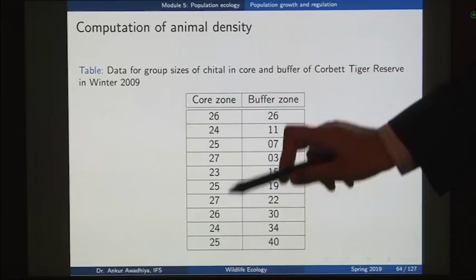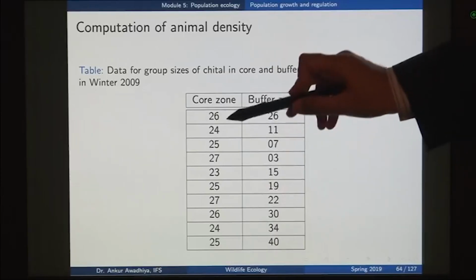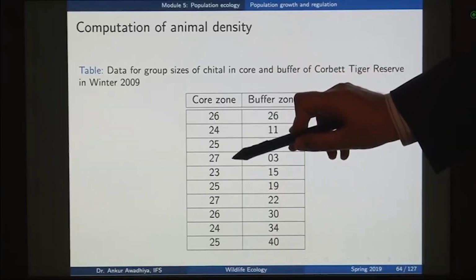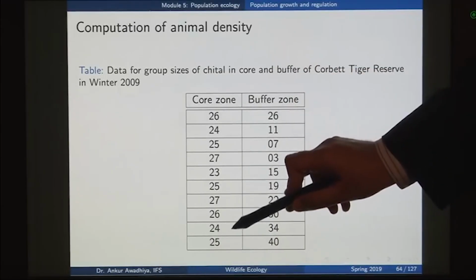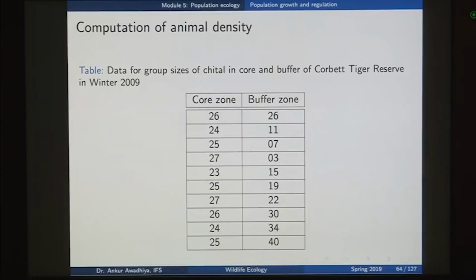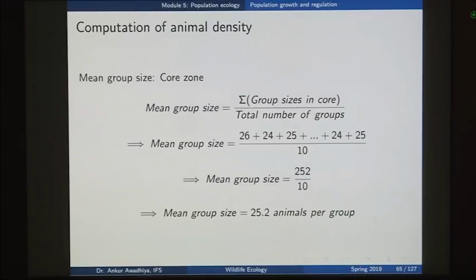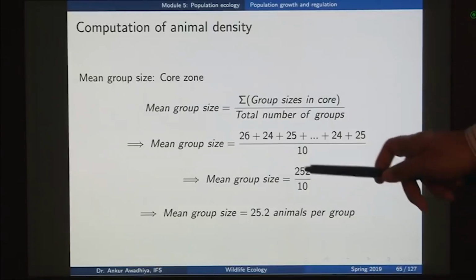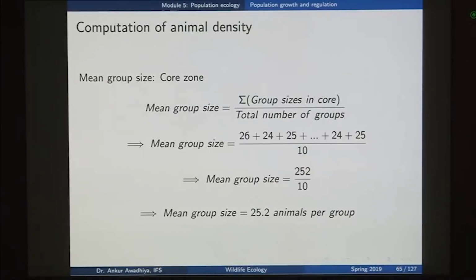So, for the core you make a sum of all of these, and then the number of groups is 1, 2, 3, 4, 5, 6, 7, 8, 9, 10. So, in these 10 groups, this was the total number of animals that was seen. So, what is the mean group size? The sum of all the group sizes in the core divided by the total number of groups. So, that comes to 252 by 10, which is 25.2 animals per group in the core area.